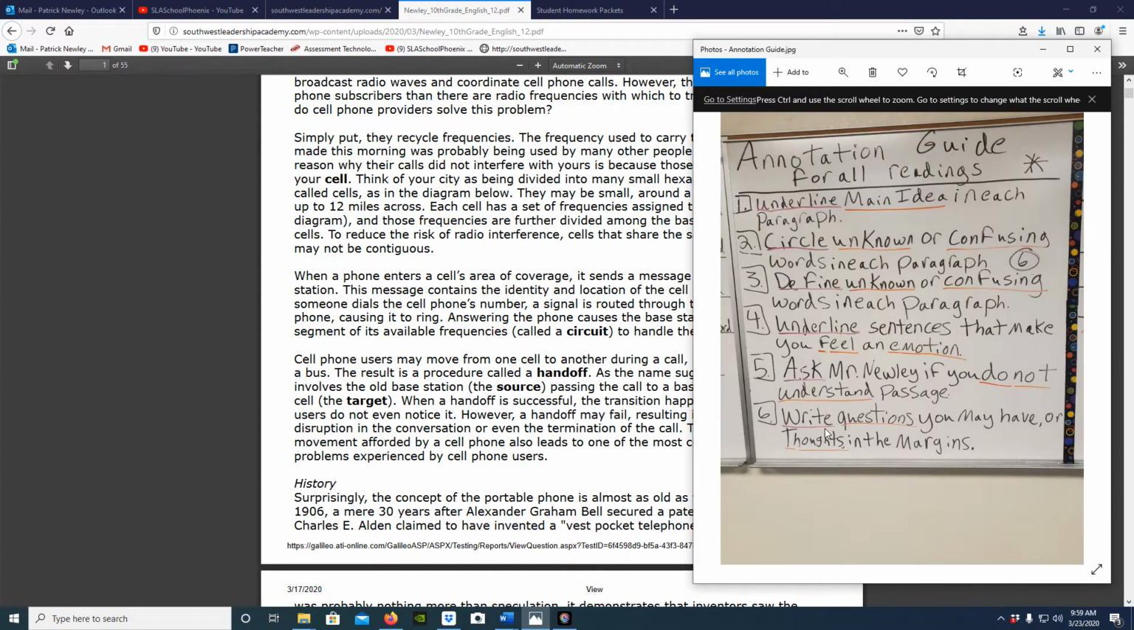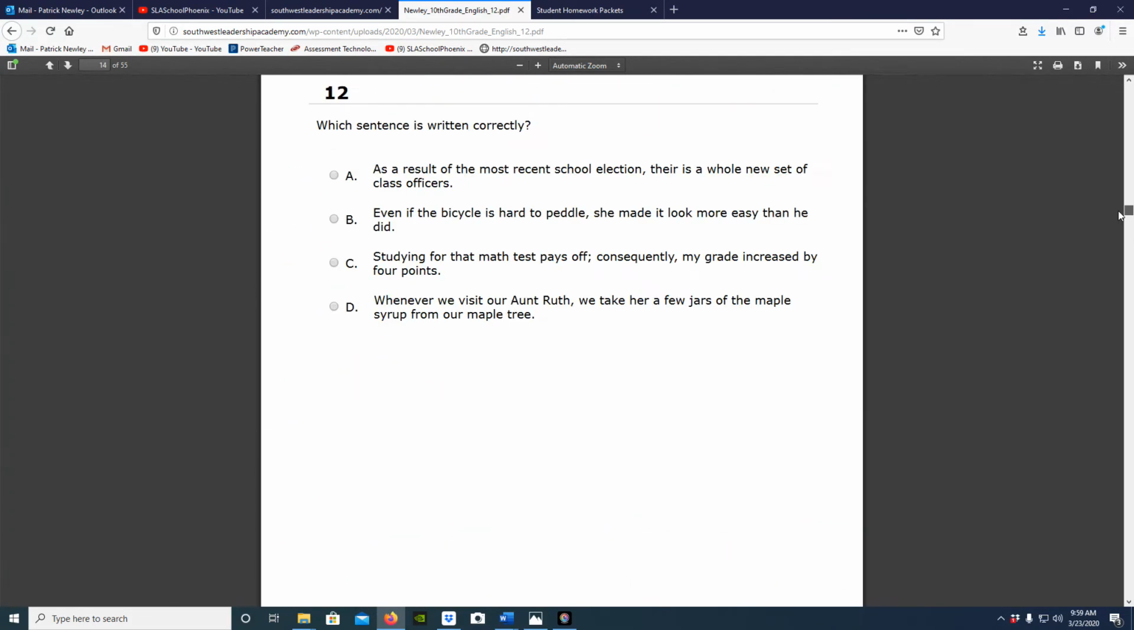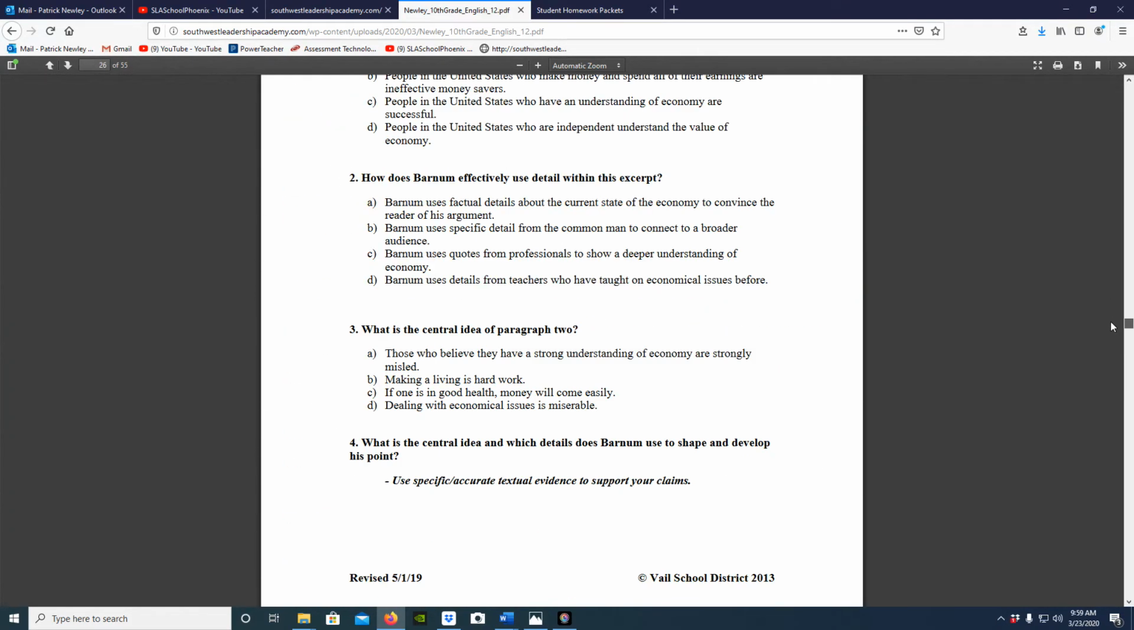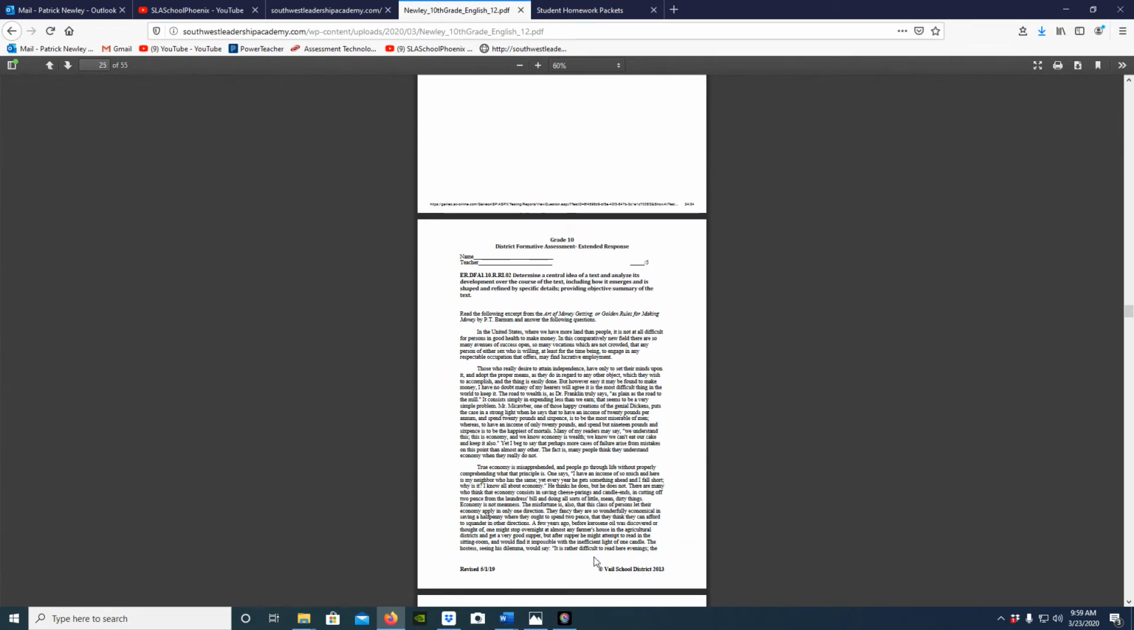Look at that. Also, you can write any questions you may have or thoughts in the margins here. So I want you to do that with the standards-based assignment as well as your formative assessments too. I promise it will help you to better understand what you're reading, so that you will be able to answer the questions more clearly.